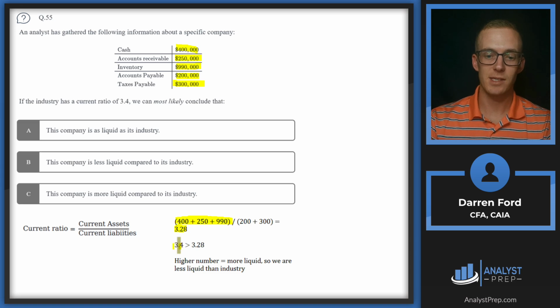Which is less than the industry. And as we just mentioned, higher number equals more liquid, so we're less liquid than the industry. So A, as liquid, cross that off. B, less liquid compared to the industry, that'll be our answer. And C, more liquid, cross that off as well. We'll go with B.